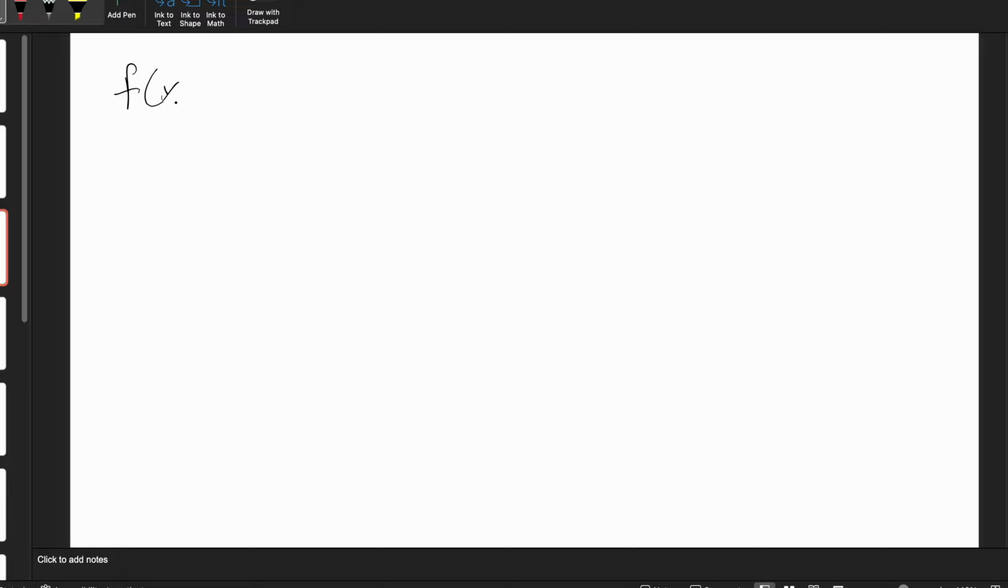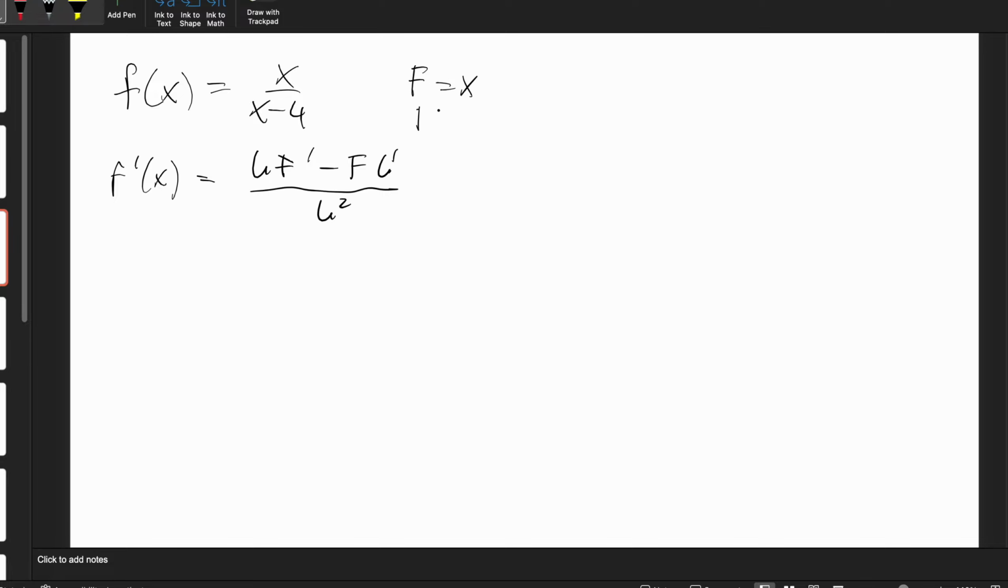So my function is f of x equals x over x minus 4. There we go. And I want to find the derivative. So I know the derivative will be g f prime minus f g prime all over g squared. Here my f is x. That means f prime is 1. My g is x minus 4. So my g prime is also 1.